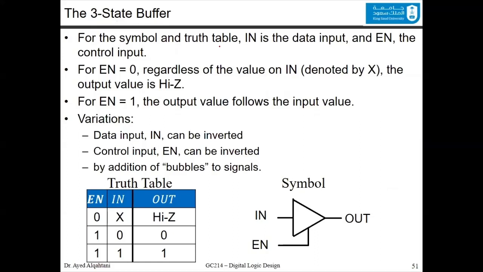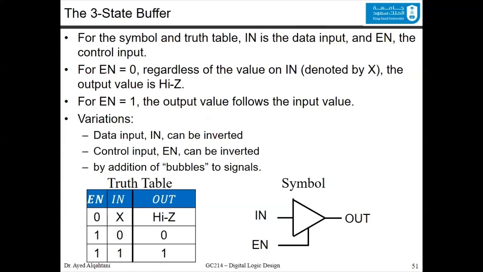For the symbol and the truth table, the IN, or N, is the data input. The EN is the control input for enabling the 3-state buffer. As you can see here in the symbol, this is the input and this is the output, and you have this third terminal, which enables whether there is a connection between the input and the output, or there is no connection between the input and the output.